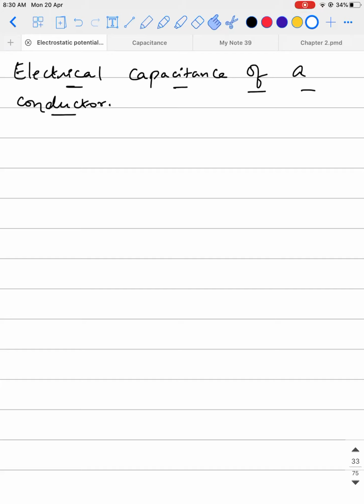Now we'll discuss the term electrical capacitance of a conductor. The previous topic was about the general term capacitance and its meaning. Now we are specific about defining the capacitance of a conductor. Now let's see what it is.